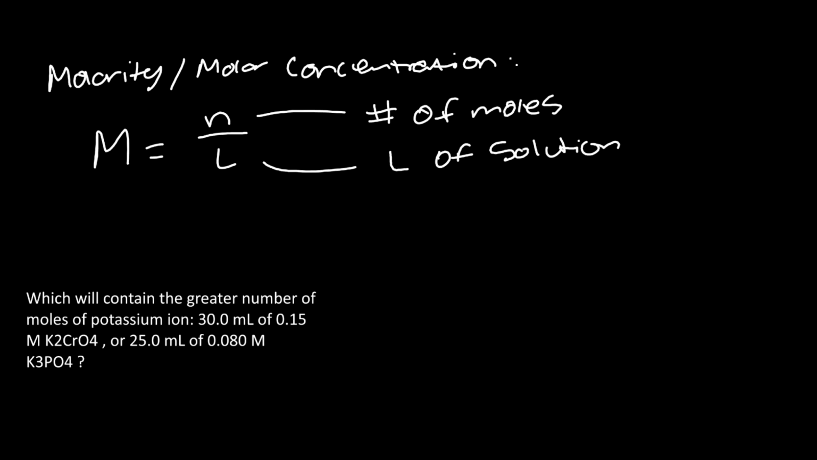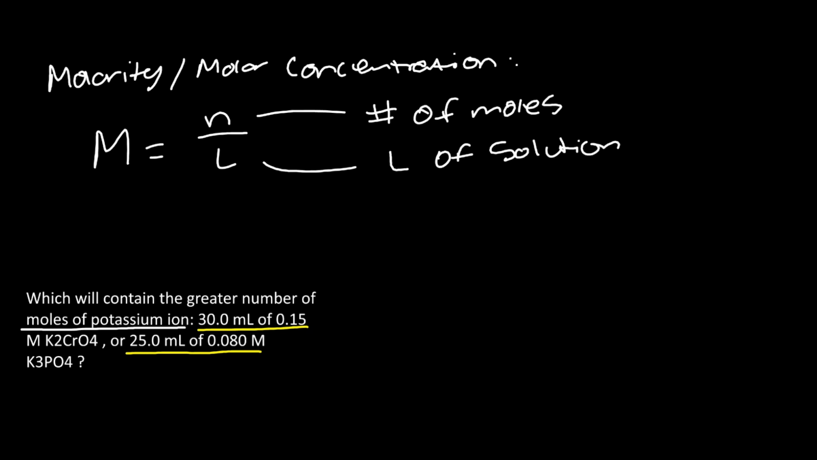Which will contain the greatest number of moles of potassium ions? 30 milliliters of 0.15 molar K2CrO4 or 25 milliliters of 0.08 molar K3PO4. So essentially we are trying to find moles of potassium ions, using this information that is given to us.